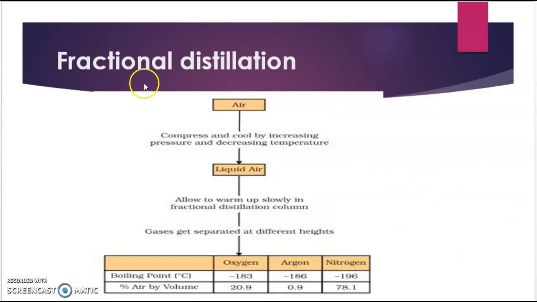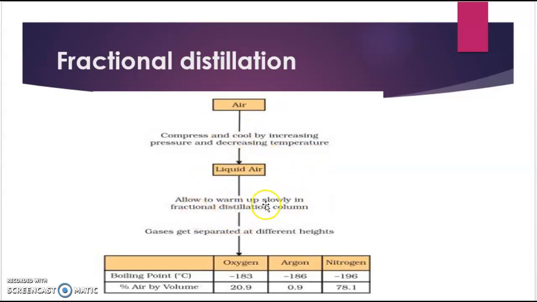Now seventh is fractional distillation. We can get different types of gases from air by using fractional distillation. What is air? Air is a homogeneous mixture of different types of gases and can be separated into components by fractional distillation. Now this is air, whole air. We have to compress it and cool it by increasing pressure and decreasing temperature so that air converts to liquid air.